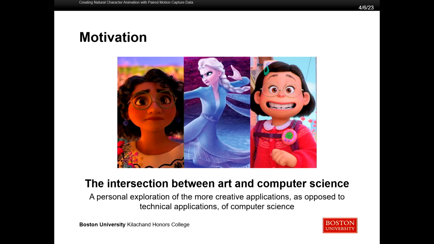So, like I said, my big motivation was recently a lot of great films came out, Encanto, Frozen 2, Turning Red, and just growing up, I really loved watching these films on the big screen. So when this opportunity presented itself, I welcomed the departure from the more technical aspects of computer science to tackle the intersection between art and comp sci, the more creative applications, to tap into the more creative part of myself.